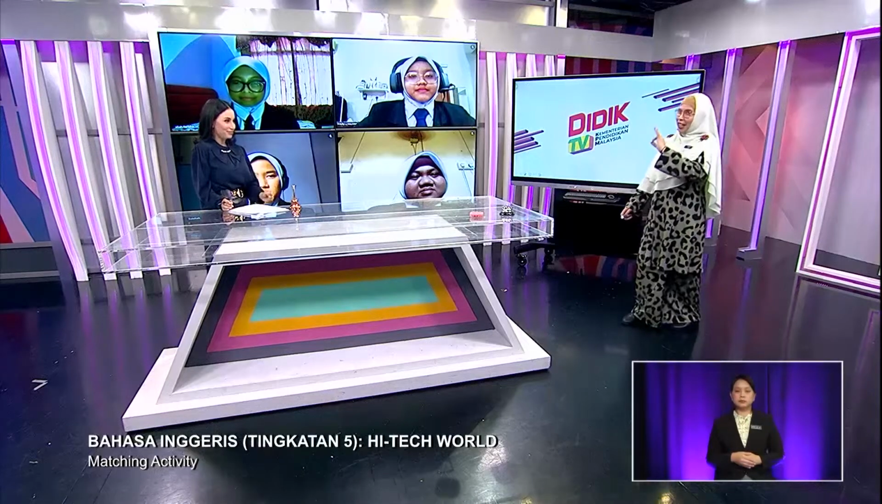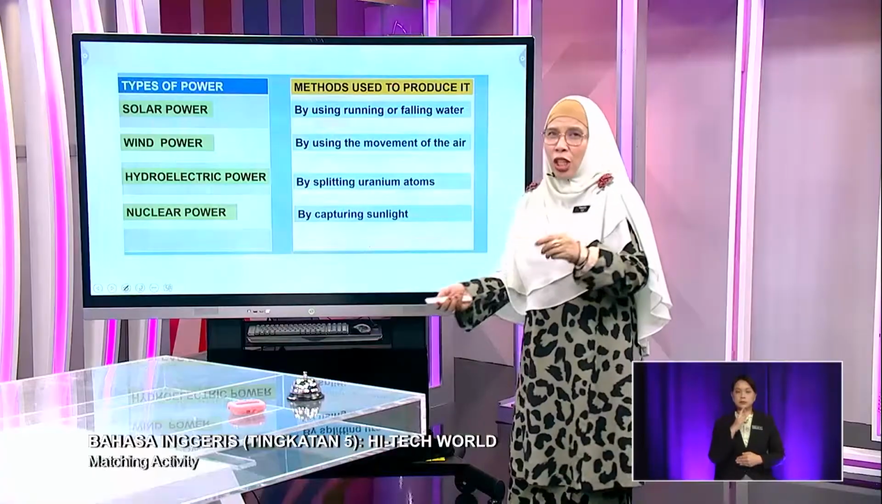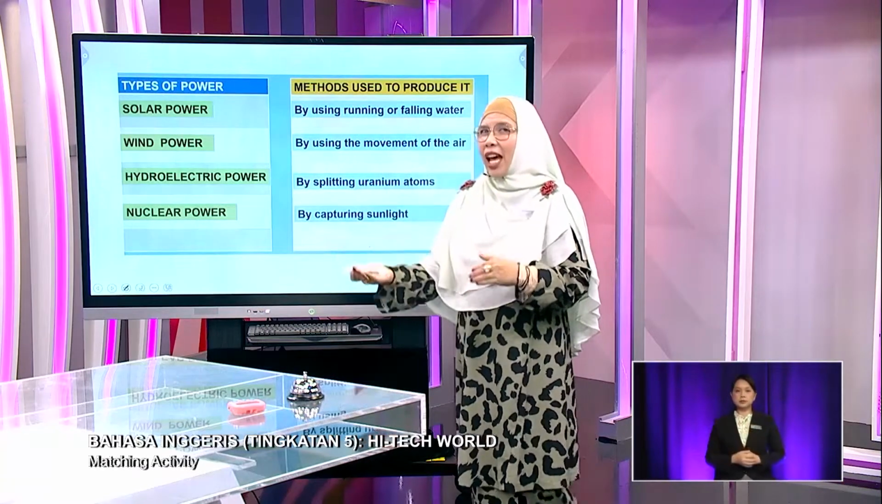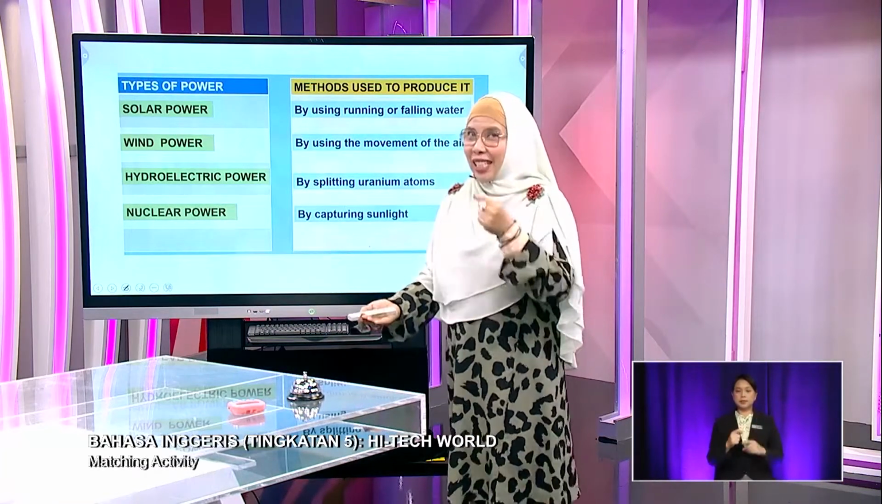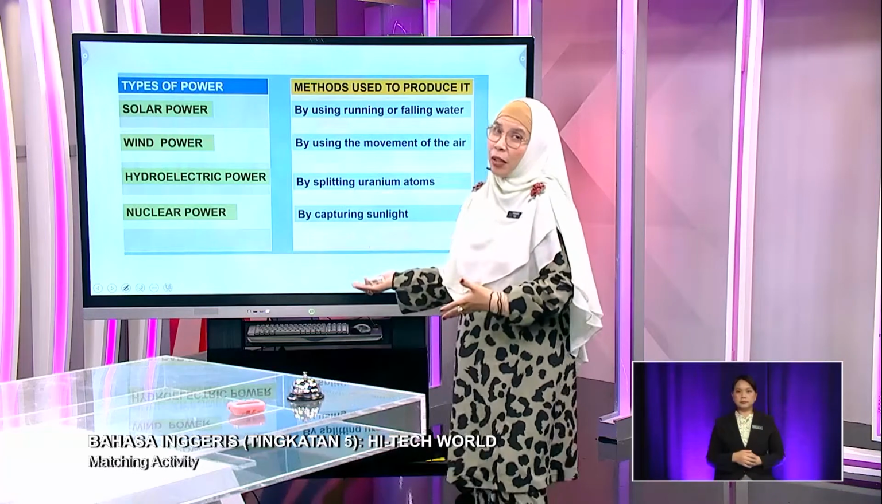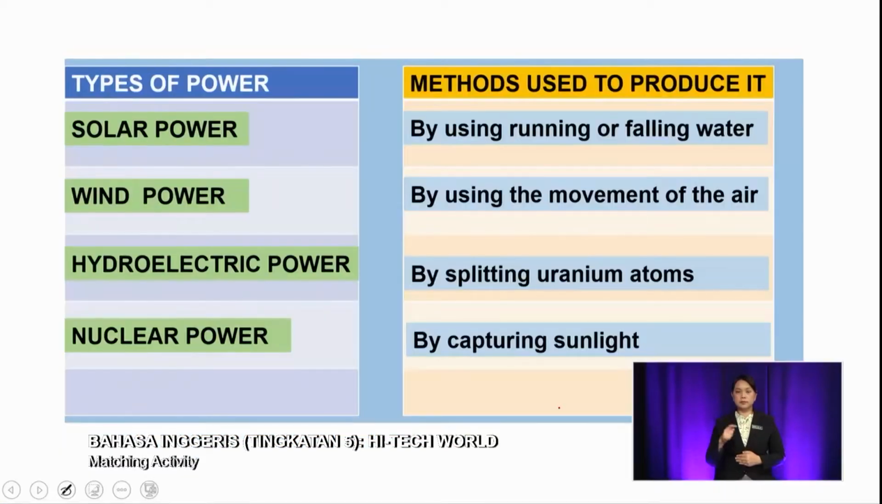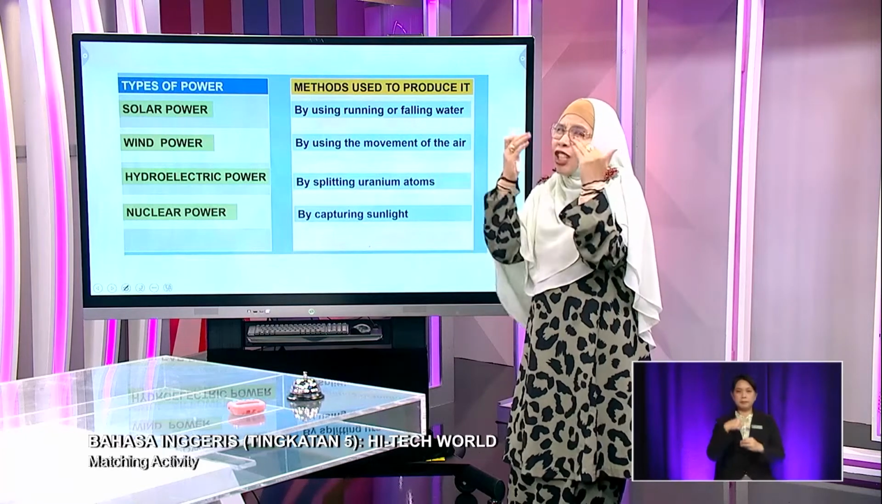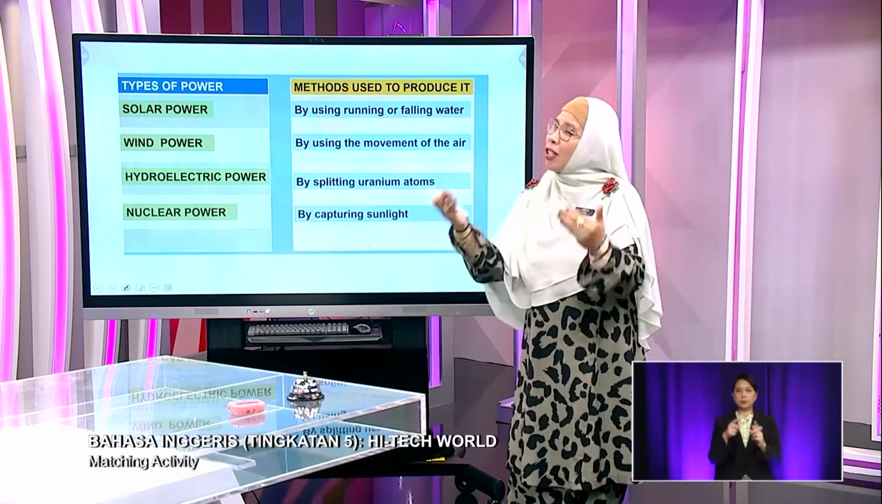All right, Shafika. For the next segment, our friends back here are supposed to match the types of power and the methods in producing it. After all, this is high-tech world. So they must be able to get familiarized with all these types of power. We have solar power, wind power, hydroelectric power, and nuclear power. So what they need to do is think about it and try to match. Now, how can this be possible, Shafika?